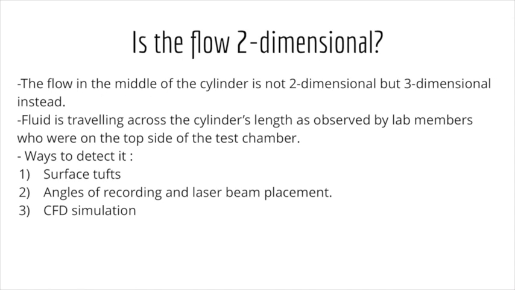Is the flow two-dimensional? The flow in the middle of the cylinder is not two-dimensional. There was some fluid flow that was traveling across the length of the cylinder. It would be easily detected if we had made the same test with surface tufts placed accordingly over the cylindrical surface. It might not be fully visible from the video, but if the recording was from a top view, it would be easier to be seen. There are some vortices on the wake that appear to travel parallel to the cylinder. The three-dimensional fluid flow over a cylinder can be captured by a CFD simulation, as we can see in the next image.